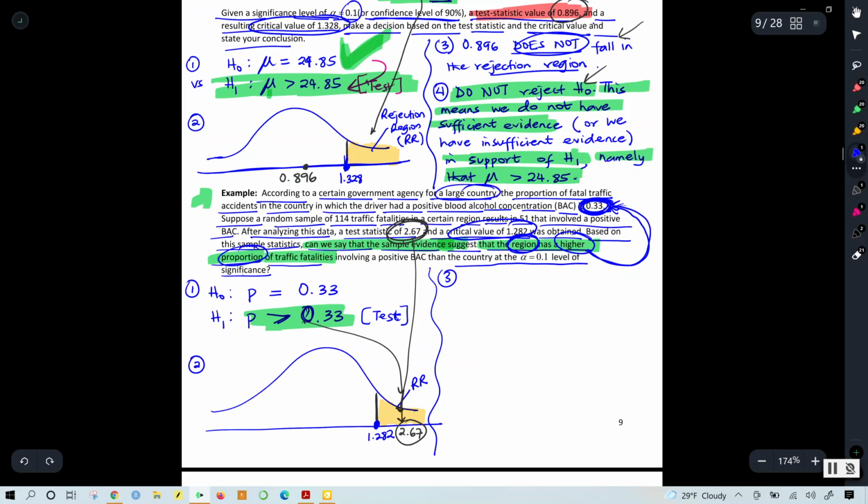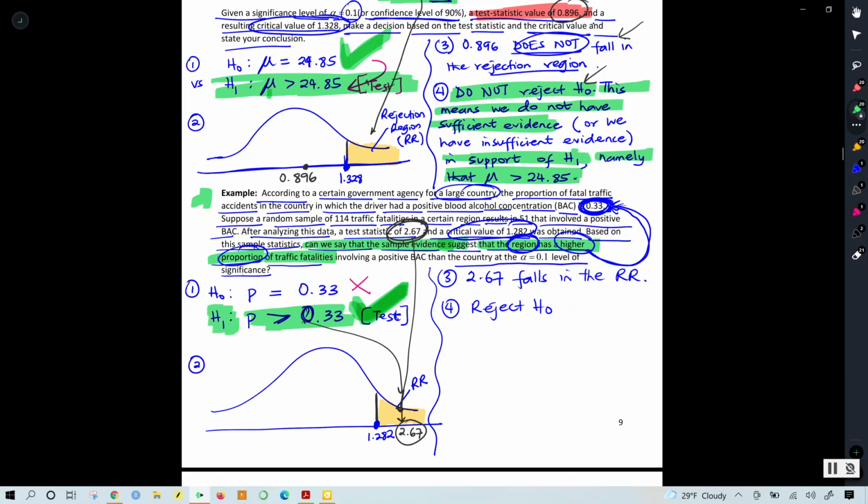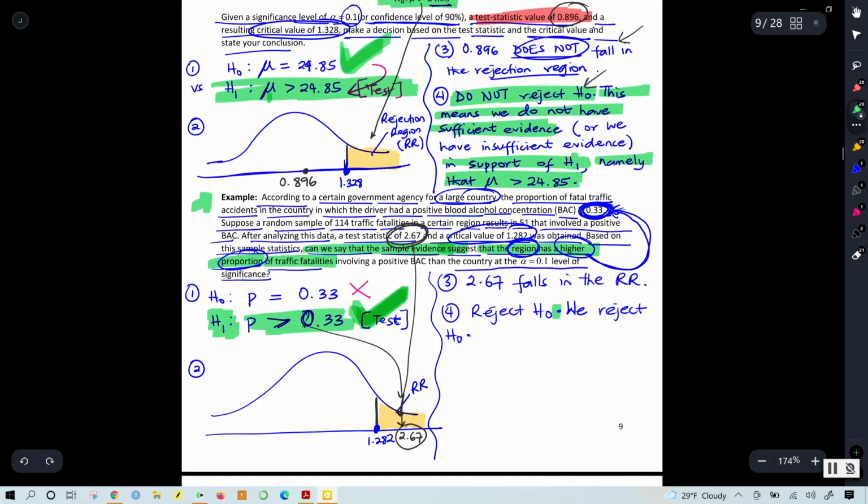What do you think will happen? Since 2.67 falls this time in the rejection region, RR, that will cause me to reject the null hypothesis. That means that as far as this sample data is concerned, it is telling me the null is no good. And that means in return, I have enough evidence for the hypothesis I wanted to test, namely the alternative hypothesis. So my conclusion will be as follows. The first step will be that we reject the null hypothesis. And if we reject the null hypothesis, there's no need to rewrite that.